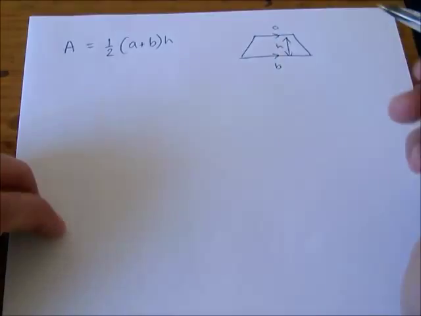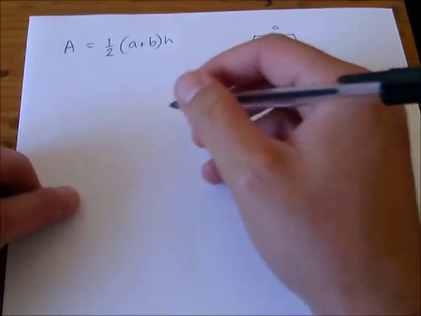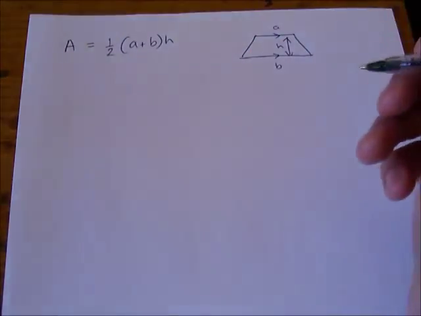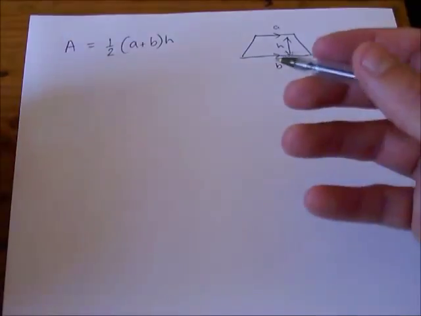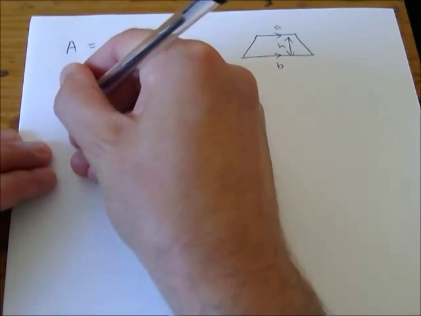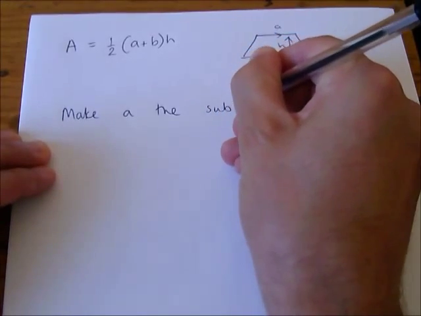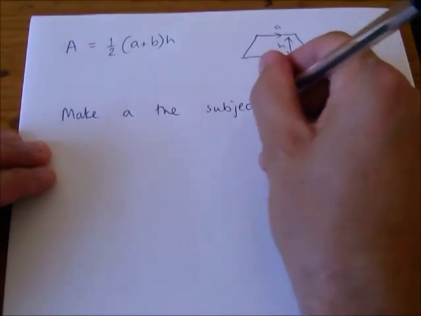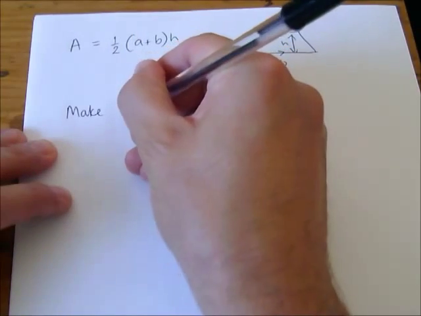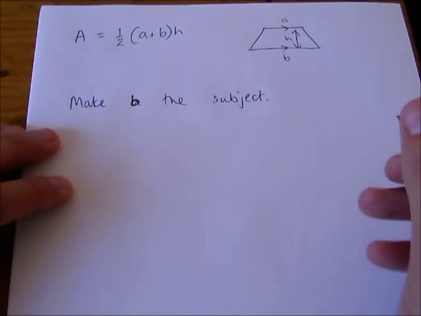Drawing a flow diagram for that would be incredibly difficult. You'd have to say, well, I'm adding A plus B, so I've got 2 inputs, and then I'm multiplying by H, so that's a 3rd input, and then I've got to divide by 2 or times by half. It's very complicated. So what you need to do here is your balancing. Let's make B the subject just so that when I'm talking about it it's not confusing.